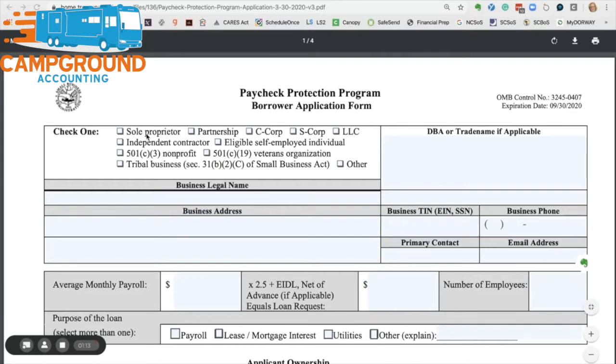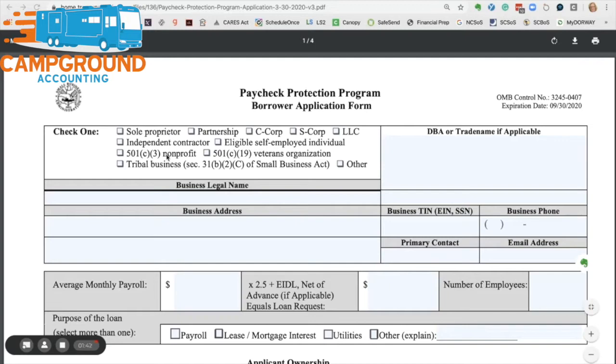Now, there is some controversy over what independent contractor and eligible self-employed individual status means. Those are exactly the same as being a sole proprietor. We do not recommend that you check either of these boxes, as there is supposed to be a delayed application date associated with them, and we're not really sure that the SBA understands that there is no difference, that those are also sole proprietors.